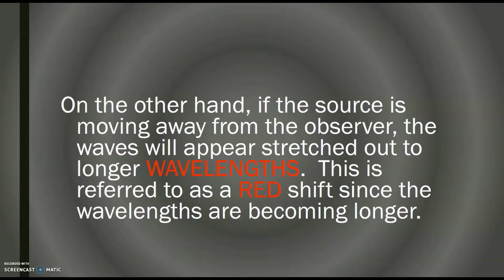On the other hand, if it's an object going away from you, it's going to shift towards the red side. So your purples are going to look more blue, your blues are going to look more green, green's going to look more yellow, yellows are going to look more orange, and oranges are going to look more red. Again, not everything's going to look red, it's just going to shift ever so a little bit to longer wavelengths.